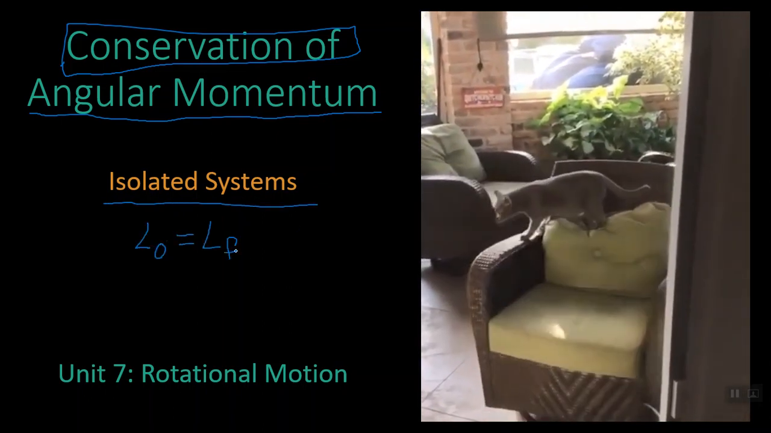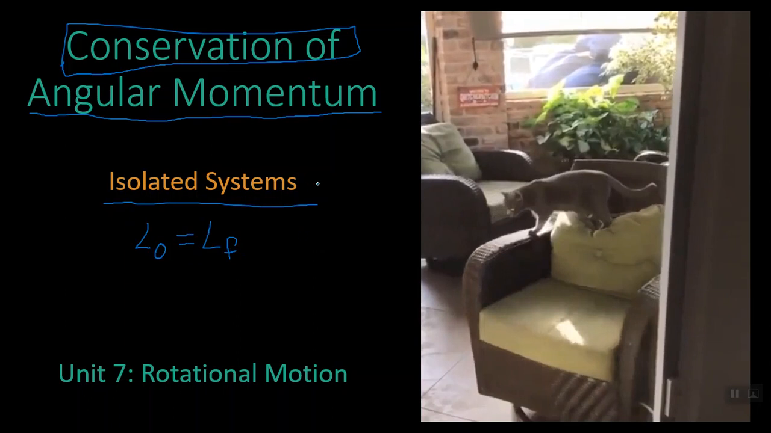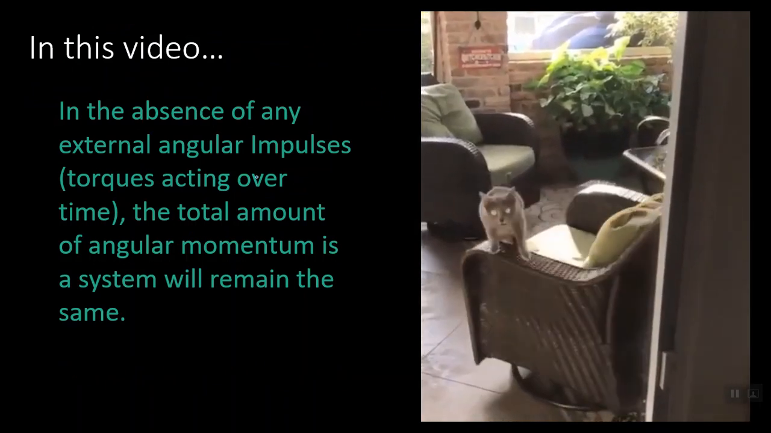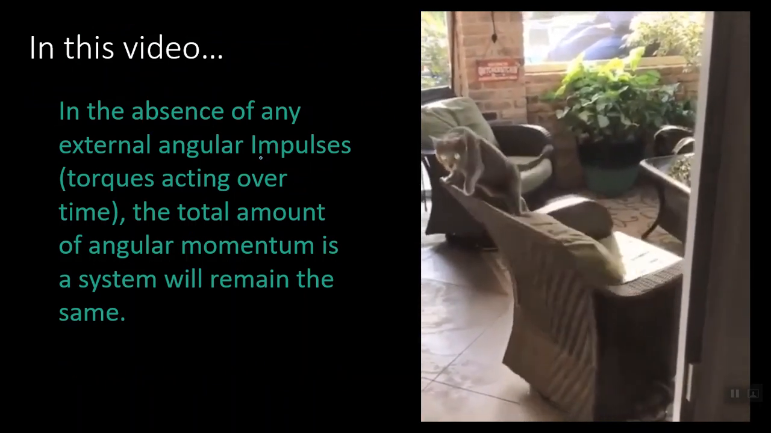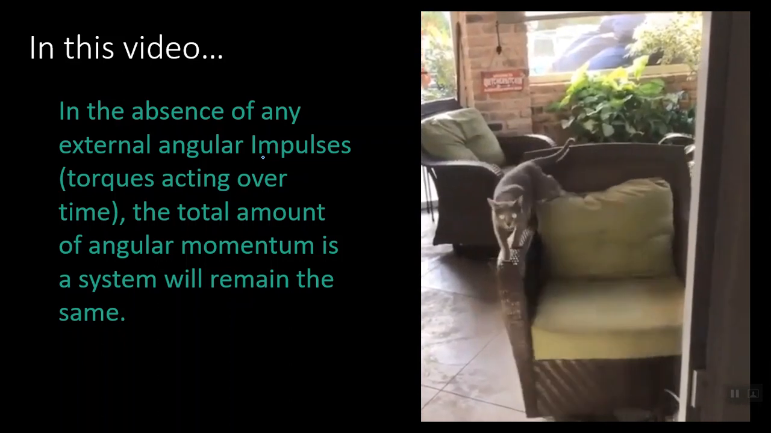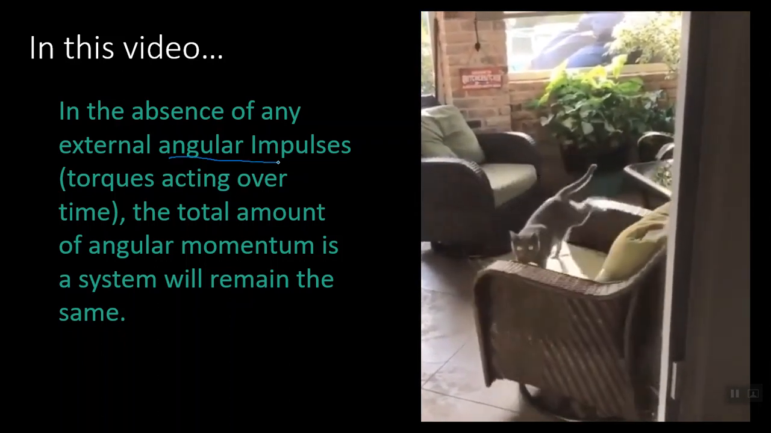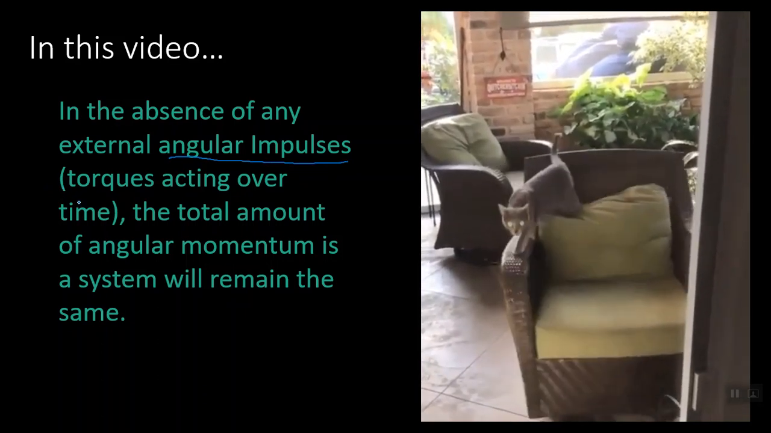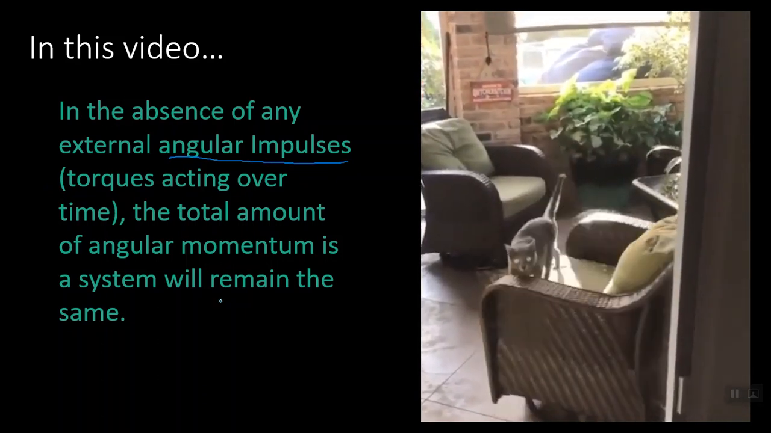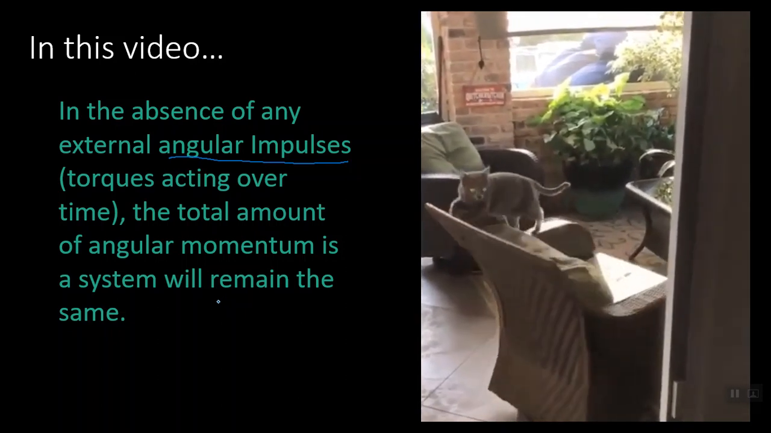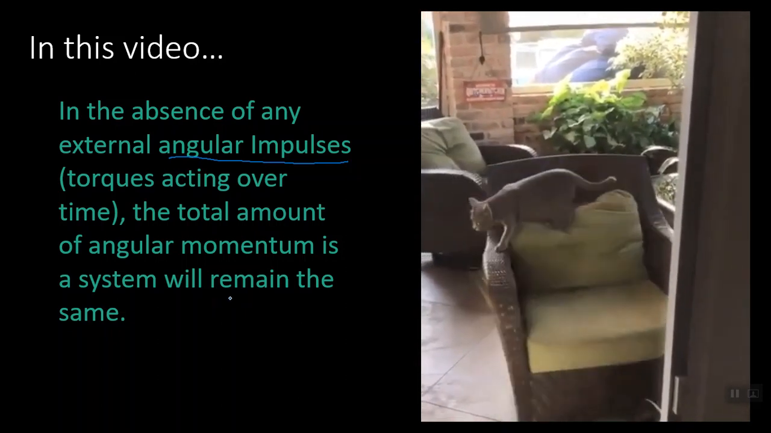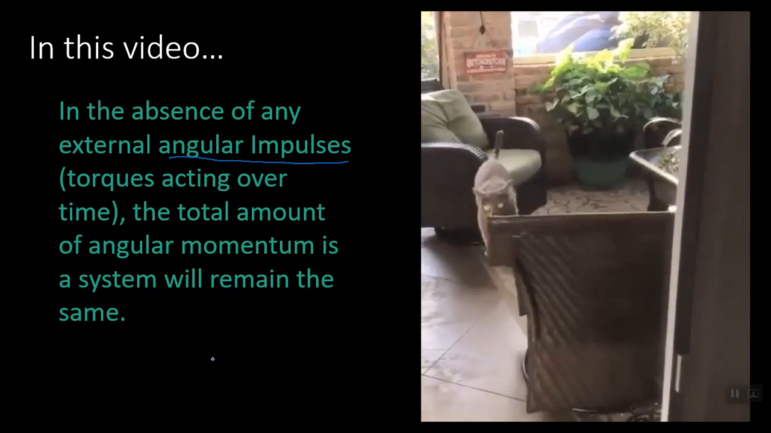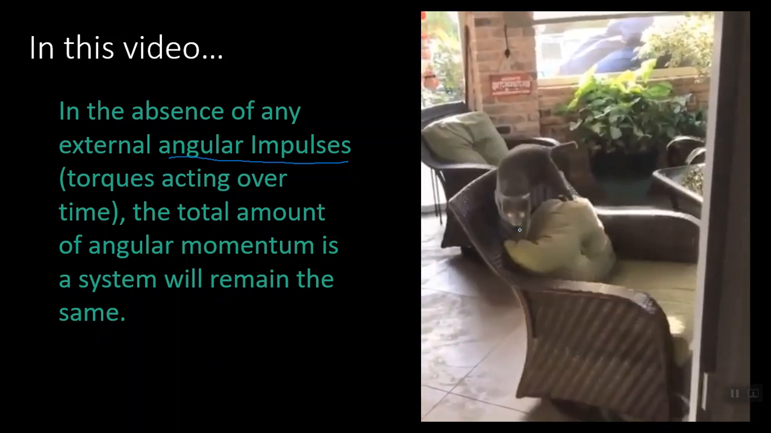So the main focus of this video is going off of the idea that we developed in the last video, where if there is an isolated system, or for rotational motion, if there are no external angular impulses acting on the object, so that means no torques acting on that object for a time period, then that means the total amount of angular momentum in a system is going to remain the same. So that means if you set something spinning and there's no external torques, it's going to continue to spin at the same rate. But then we also have this idea of internal interactions.